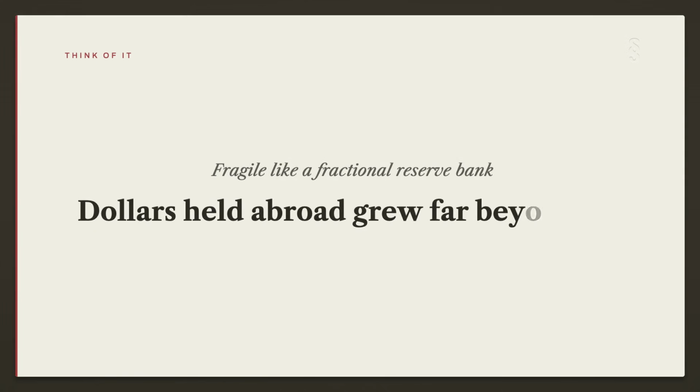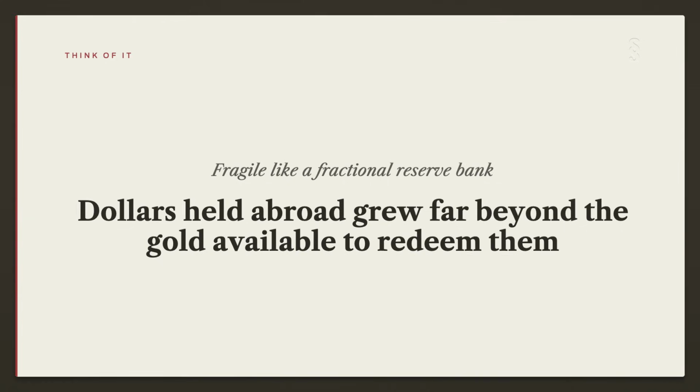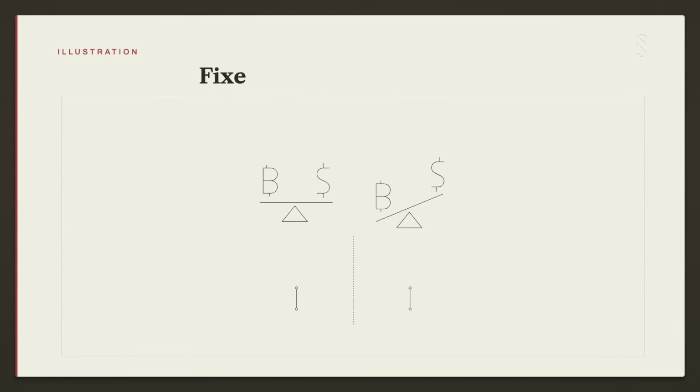The flaw was structural. Honoring gold conversion requires enough gold on hand, but the world's dollar holdings kept growing past what gold could back. Just like a bank run, the promise only survived as long as people believed it. And in 1971, the United States ended convertibility, breaking the fixed system.